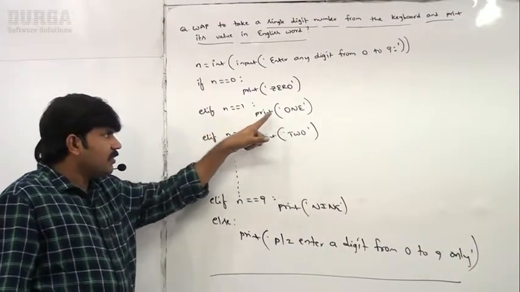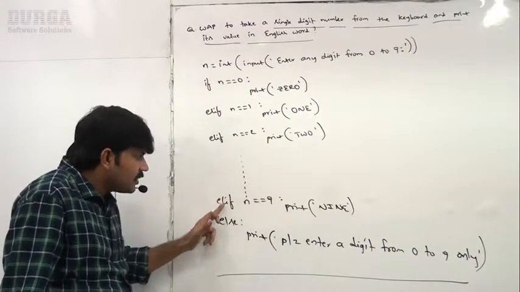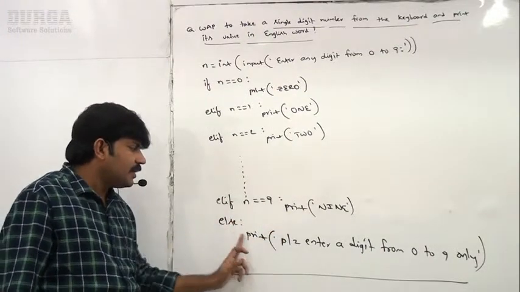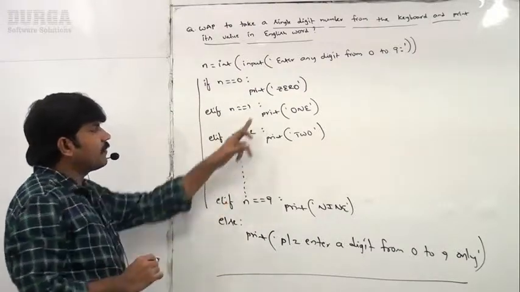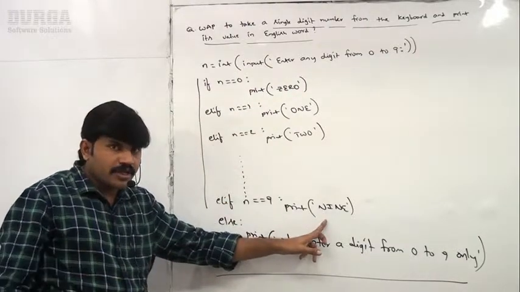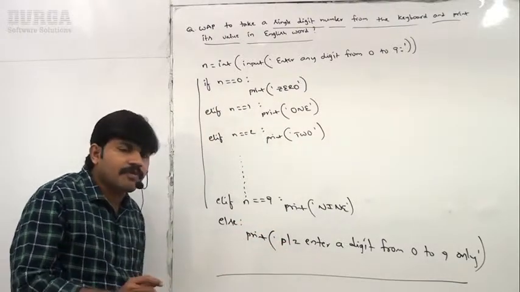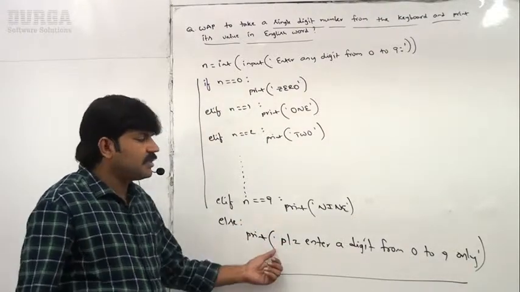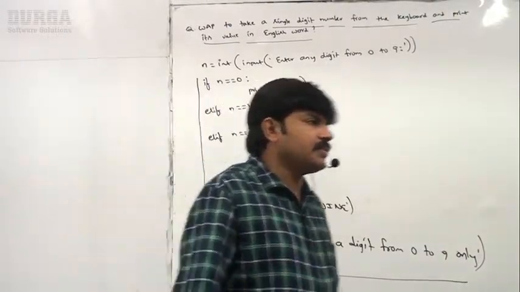Elif n is equal to 1, print 1. Elif n is equal to 2, print 2. Sir, like this, elif n is equal to 9, print 9, else print please enter. So from 0 to 9, happily the corresponding word you are going to get. Else, sir, it is not 0 to 9. Please enter a digit from 0 to 9 only. This is my requirement, right? How can you write the code for that? Very simple. Of course, let me execute this code, sir.